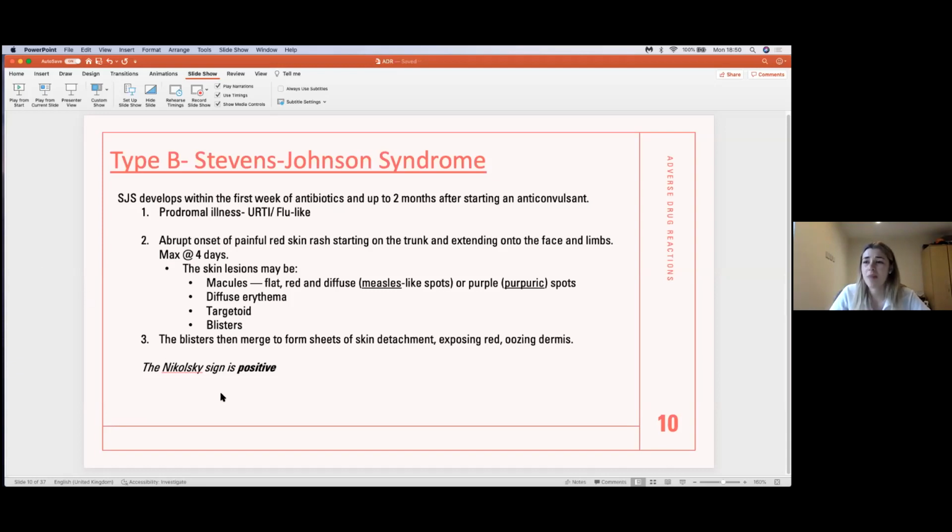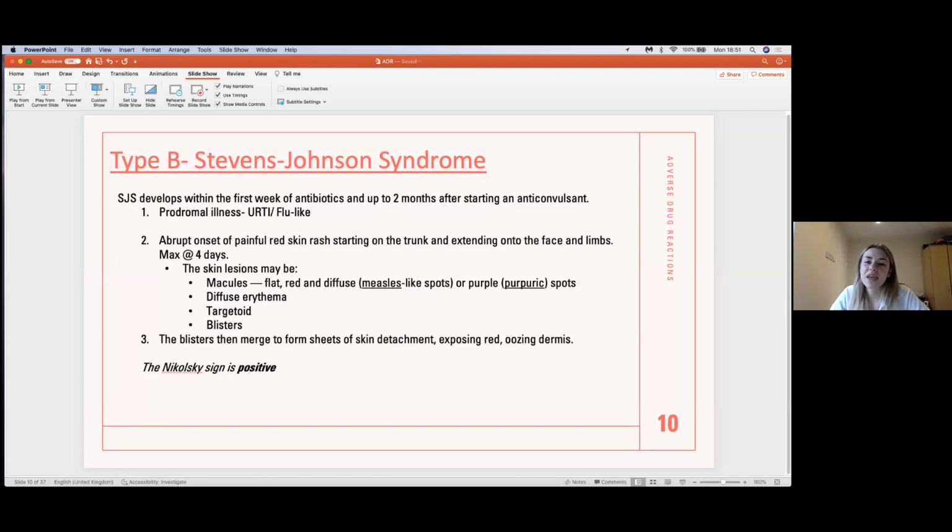And then the third part of this syndrome would be that the blisters would significantly merge towards each other and form almost sheets of skin detachment. So you'd have a layer of jelly-like fluid under the skin. Sorry if anyone is eating, that's not the nicest thing to be talking about. And you'd have oozing nasty skin.